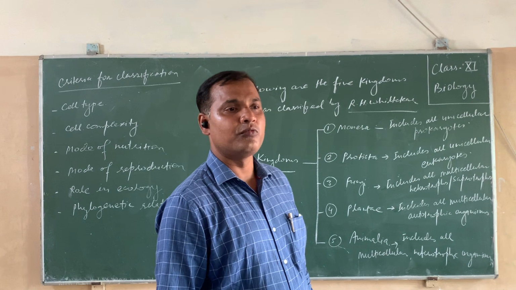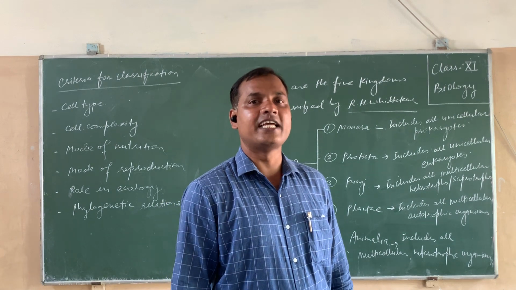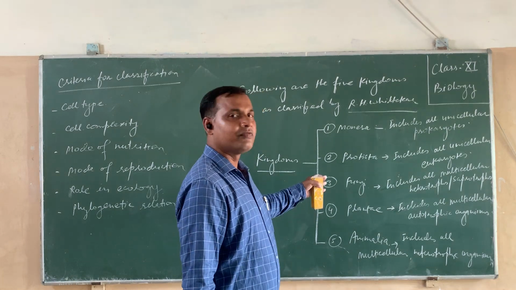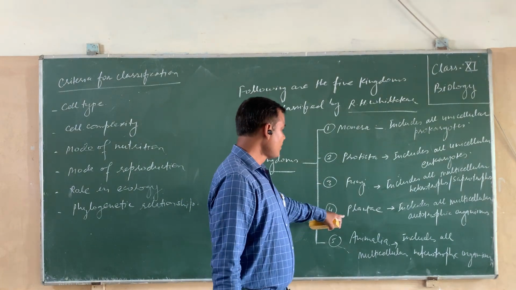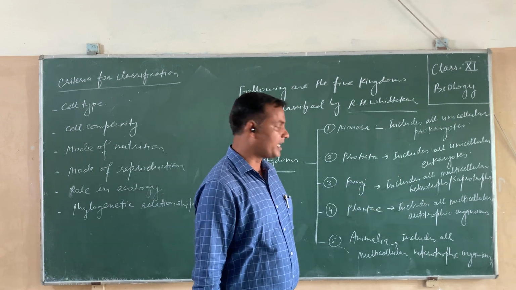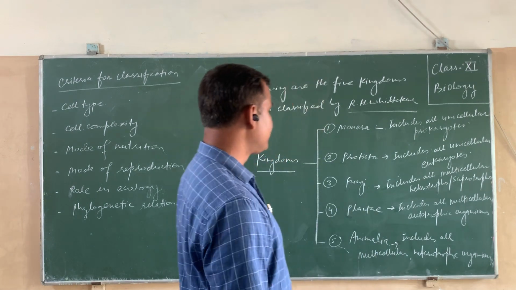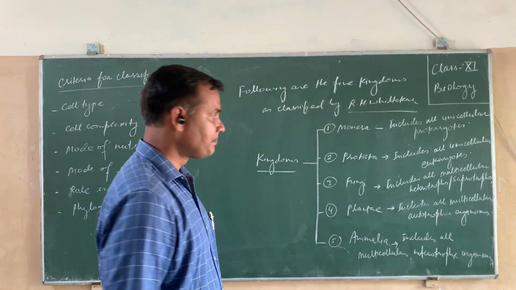Saprotrophs means the organisms which absorb their nutrition from dead and decaying matter. Basically, it includes fungus or fungus type. Kingdom Plantae includes multicellular autotrophic organisms, and the last but not the least is kingdom Animalia, which includes all multicellular heterotrophic organisms.